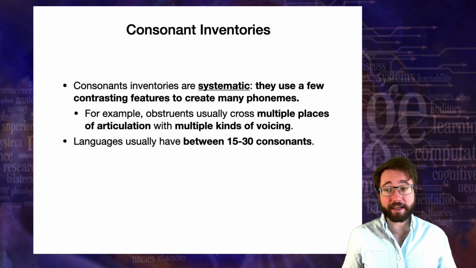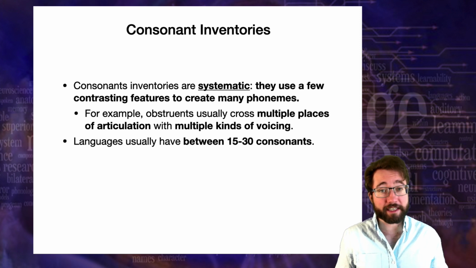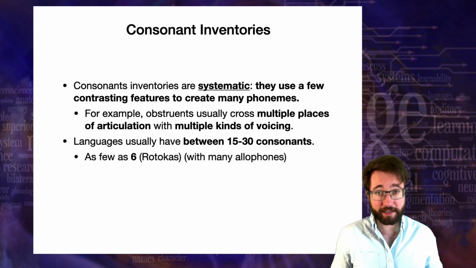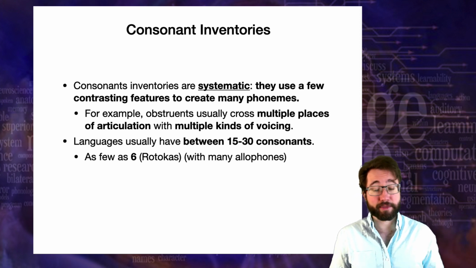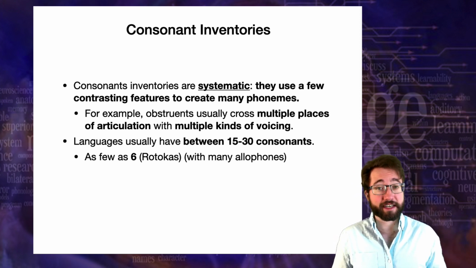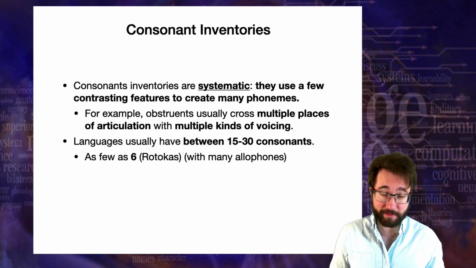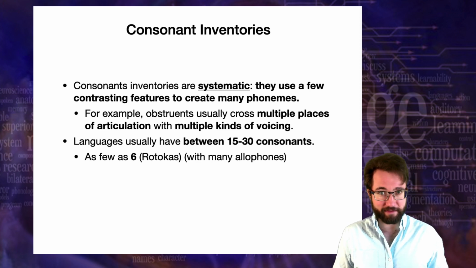So we've seen that typically languages have between 15 and 30 consonants in their inventory, and the lower bound, the simplest you can get, is something like Rotokas, a language that has 6 consonant phonemes, bearing in mind that those phonemes have many different allophones. Now let's think about how big the inventory can get.